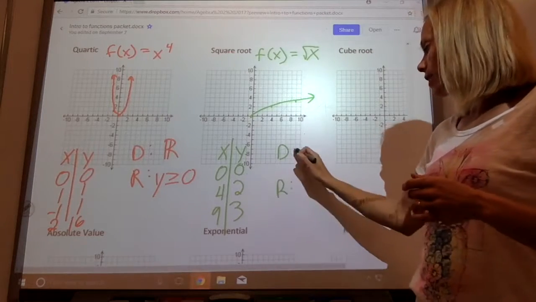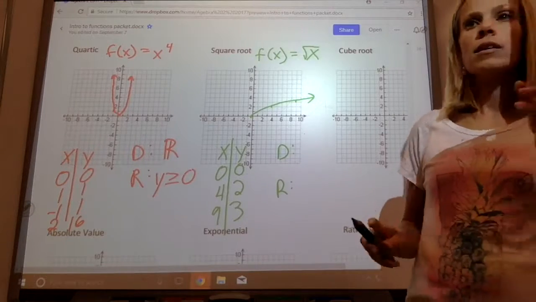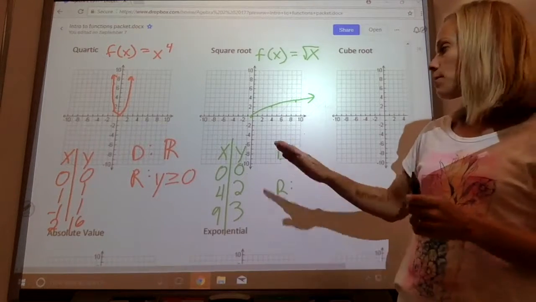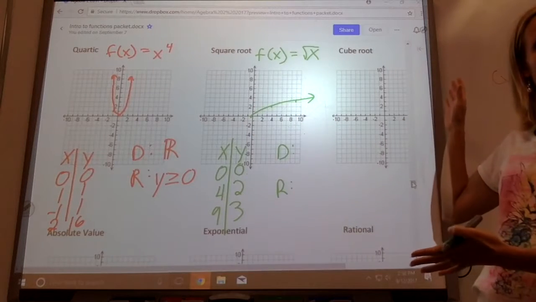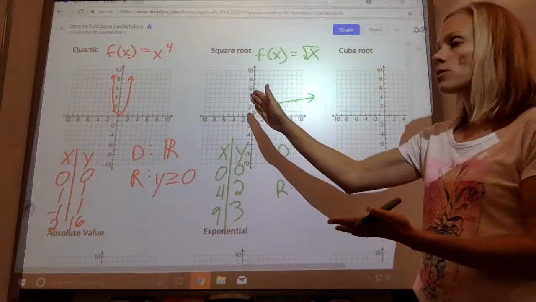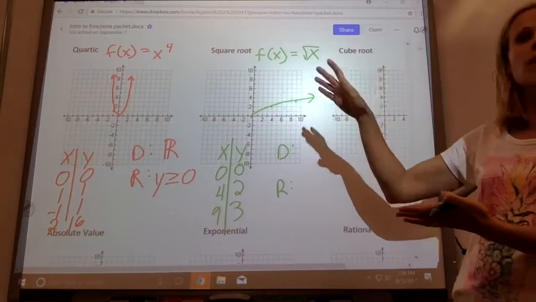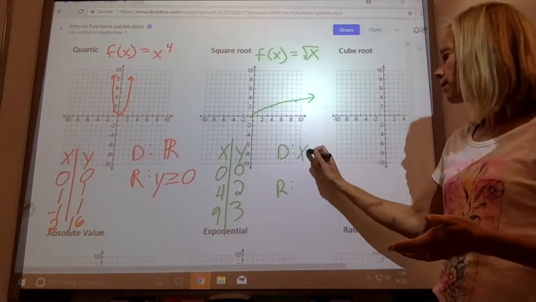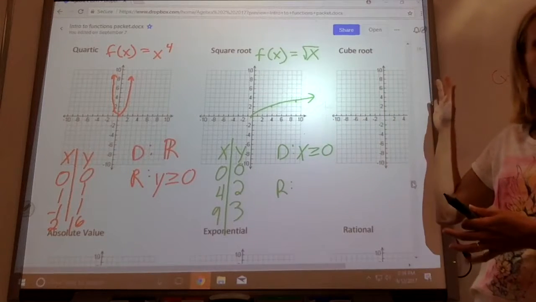Now the domain and range are both very specific on this one. Because if you look at the x values, it's starting at 0, 0 and only going to the right. So it's not all real numbers. So when I start at 0, 0 and go to the right, are my x's getting bigger or smaller? Bigger. So my domain is greater than or equal to 0. I'm starting at 0 and I'm only getting bigger.